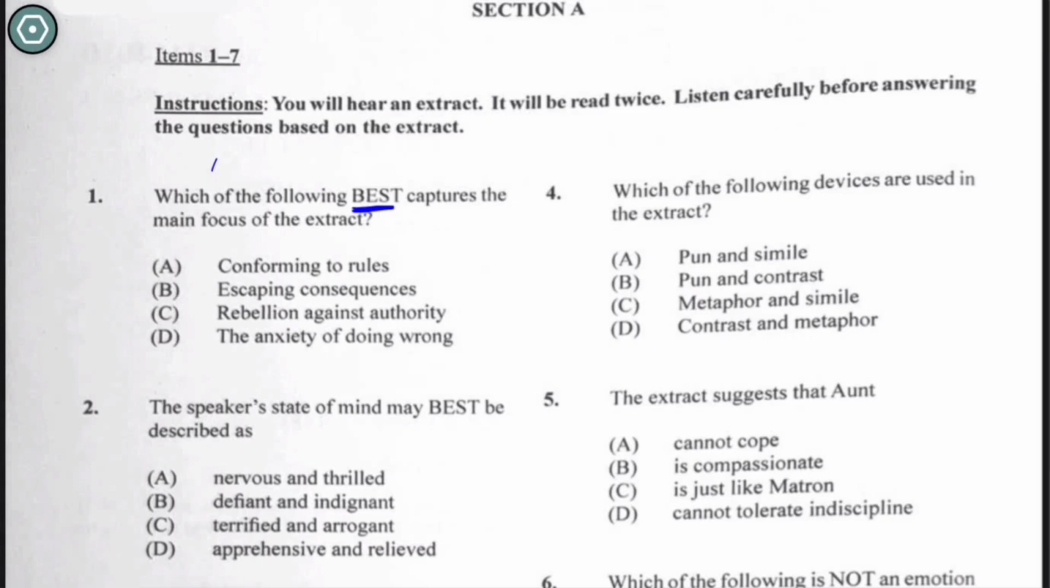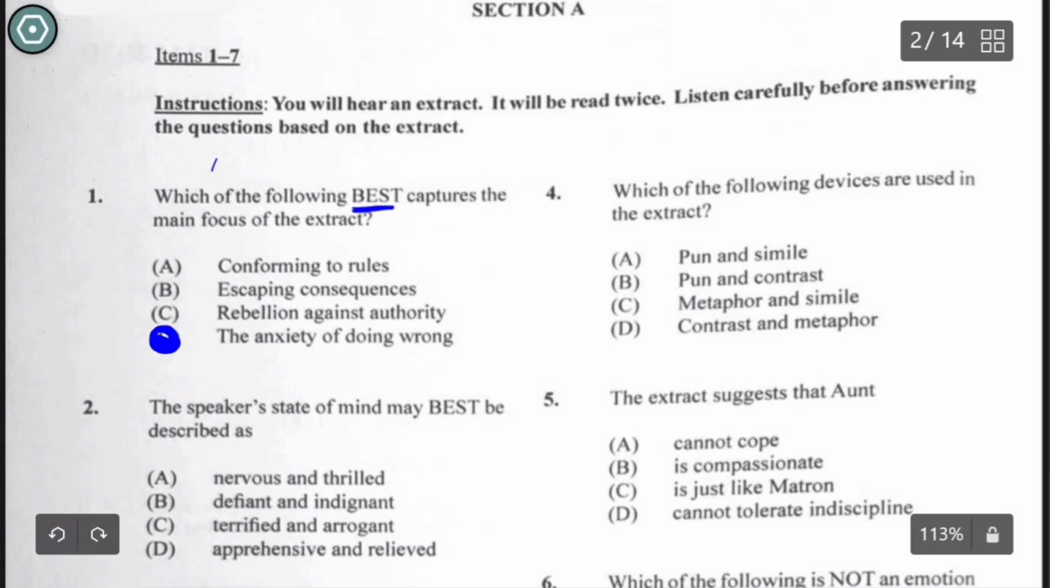Is it A, conforming to rules, B, escaping consequences, C, rebellion against authority, or D, the anxiety of doing wrong? Now, the entire piece, you could feel the anxiety of the main character, because she was a bit apprehensive about whether they would find out what she did, or if someone would ask a question and then asking questions would lead to her spilling everything, and she doesn't want that, because whatever she did, it's not allowed, and she doesn't want anybody to find out, especially the matron. So I would go with D, the anxiety of doing wrong.